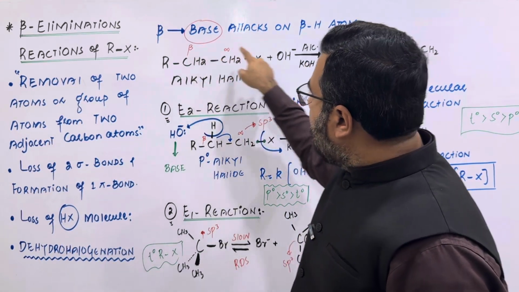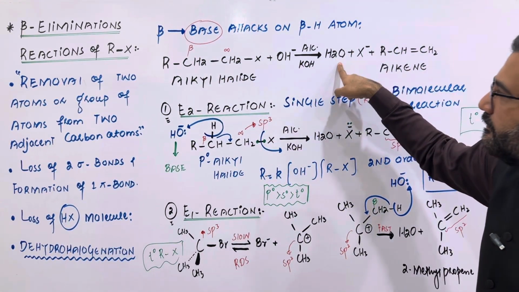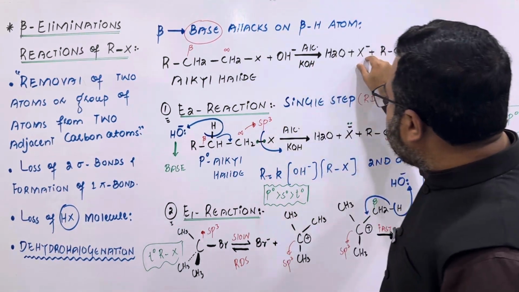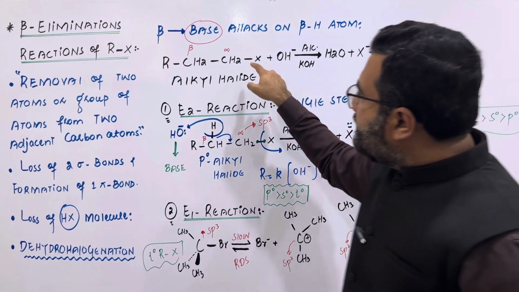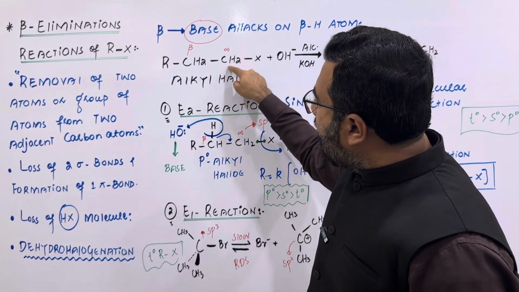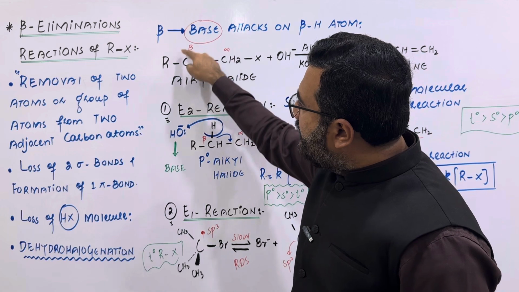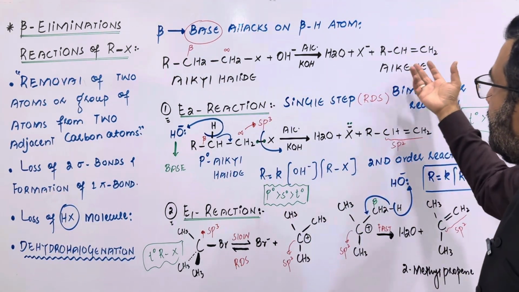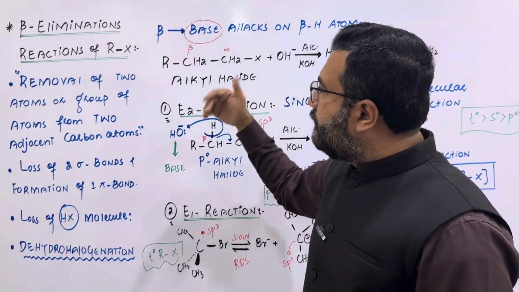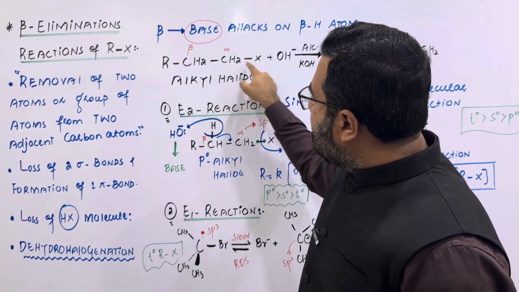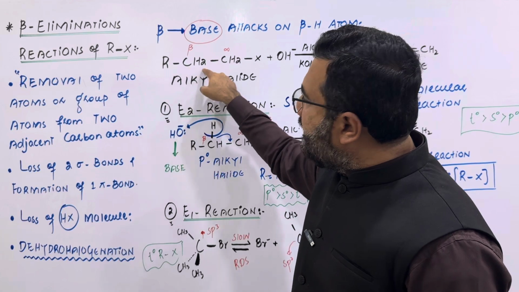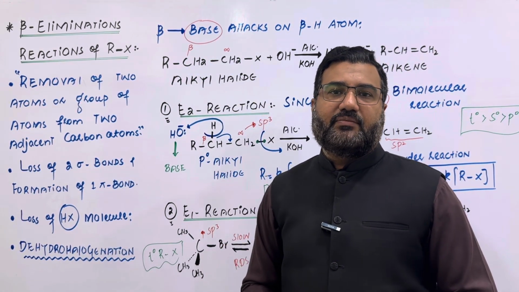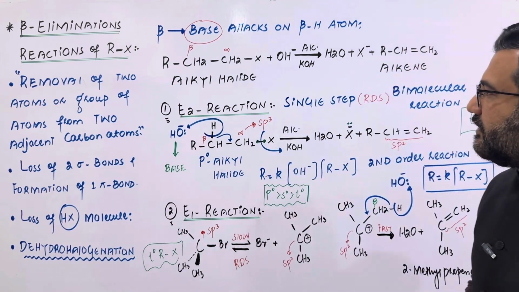H positive and OH negative will combine to form water, and then this halogen is removed in the form of X negative. Because of the loss of this halogen from the alpha carbon and a proton from the beta carbon, a pi bond will be produced between the alpha and beta carbon, and you will get an alkene. So there will be loss of two sigma bonds, one of this C-X bond and the second C-H bond, and there will be one new pi bond that will be formed between two carbon atoms.